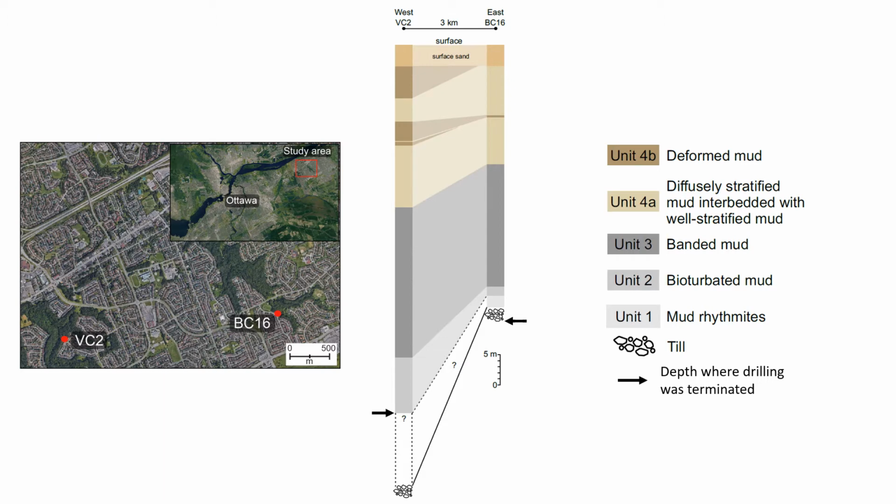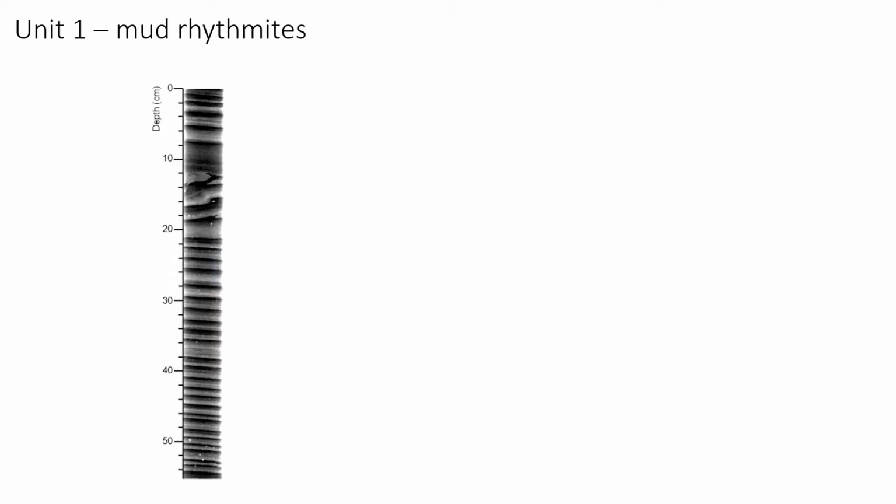Now, beginning with Unit 1 at the base of the succession, Unit 1 directly overlies the glacial till in the easterly borehole, and it's comprised of these mud rhythmites. We have these planar bases, a basal silt-rich layer overlain by an upper clay-rich layer. Well, one thing that we can do with the CT scan data sets is generate Hounsfield unit, or HU, profiles for each of the cores.